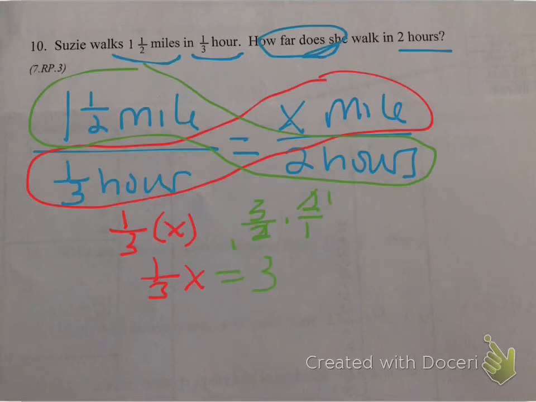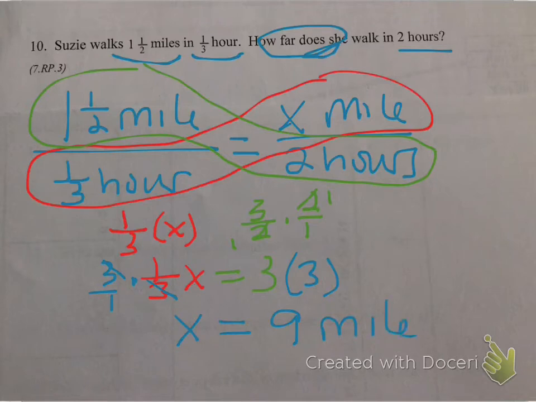And I'm going to solve that. Multiply by the reciprocal, 3/1 on both sides. And x equals 9 miles. Make sure you label that. Okay?